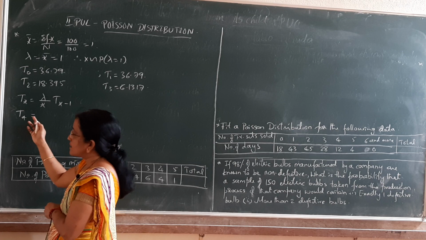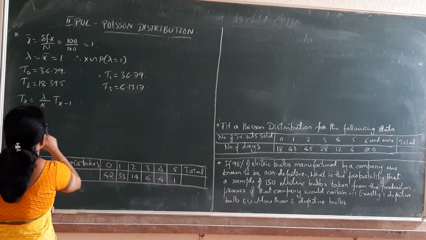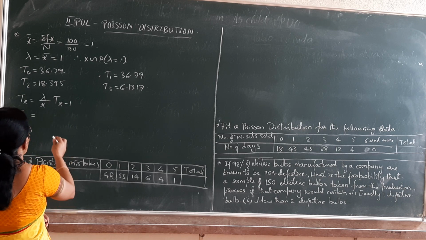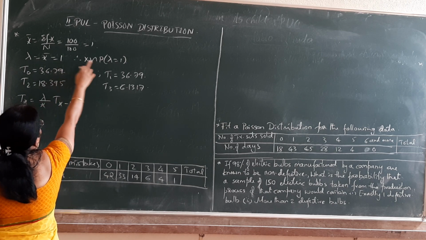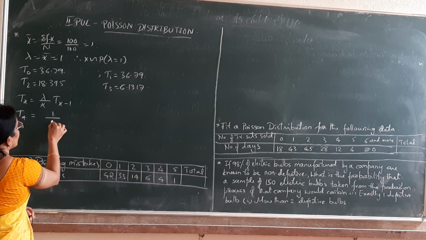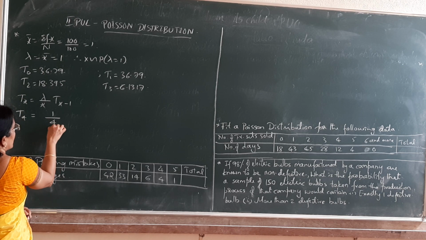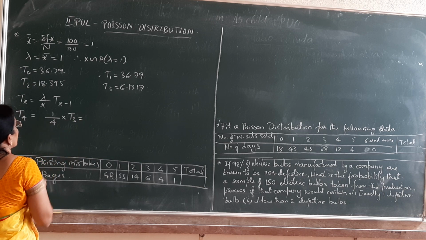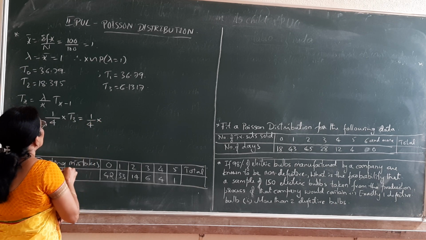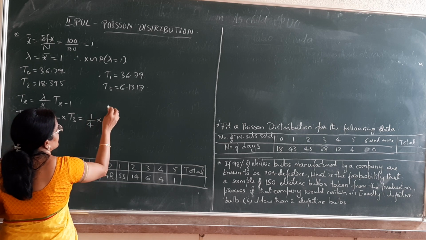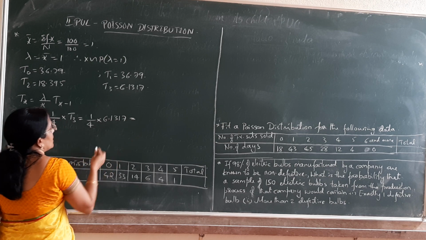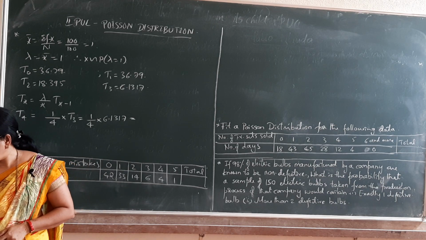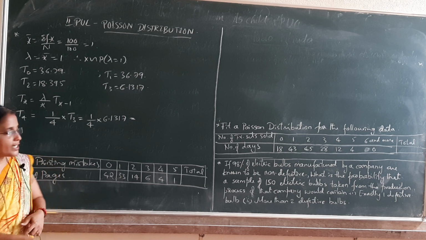How to find the value of T4? Put x is equal to 4 in the recurrence relation, lambda by x into Tx minus 1. In this problem, lambda equal to 1, so 1 divided by x, and here x is 4. So 1 by 4 into T4 minus 1, that is T3, which is equal to 1 by 4 into T3. We got in the earlier class T3 equal to 6.1317. Now simplify this: 6.1317 divided by 4, you will be getting the answer 1.5329.